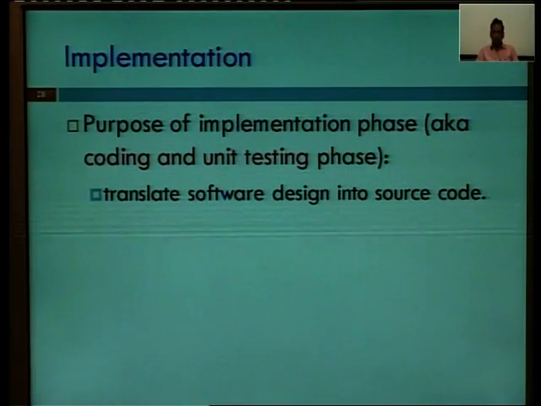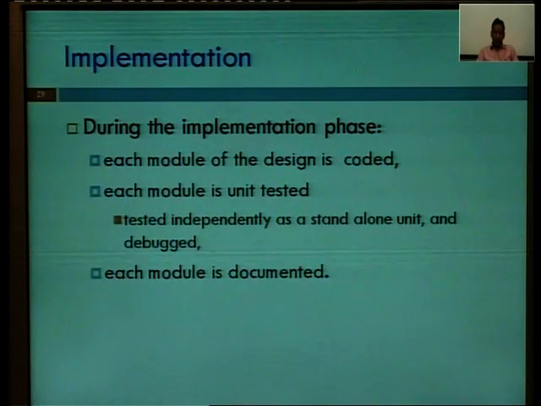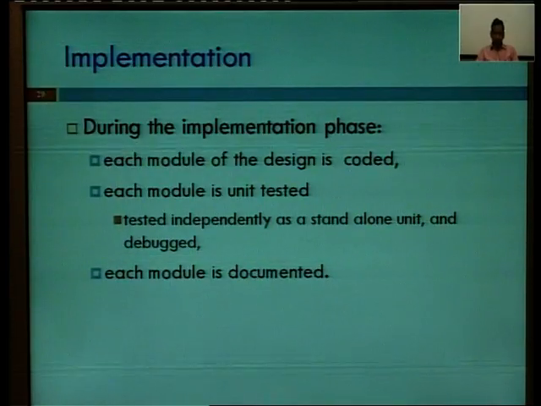The implementation phase is basically a collection of two different phases, that is coding and unit testing. In the implementation phase, we translate the software design specified in the previous phase of the SDLC into source code in the particular programming language used by the organization. During the implementation phase, each module of the design is separately coded in the particular programming language for the software development.